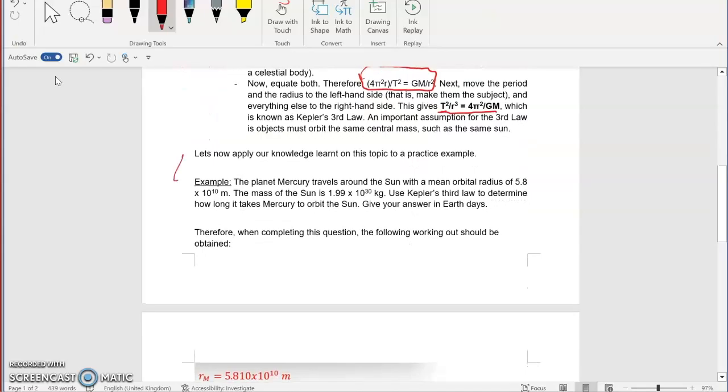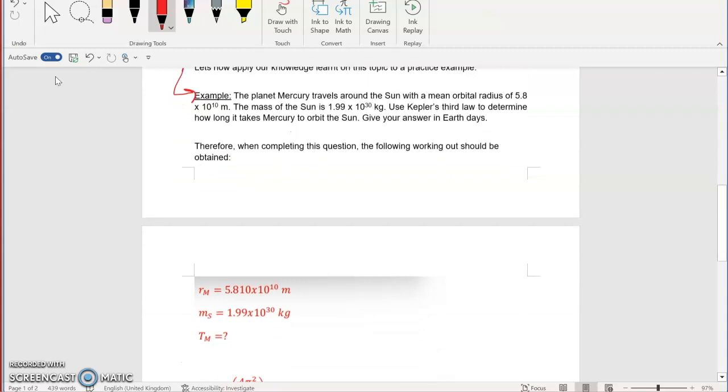So, the example we have today is: the planet Mercury travels around the Sun with a mean orbital radius of 5.8 times 10 to the power of 10 meters. The mass of the Sun is 1.99 times 10 to the power of 30 kilograms. Use Kepler's third law to determine how long it takes Mercury to orbit the Sun. Give your answer in Earth days.